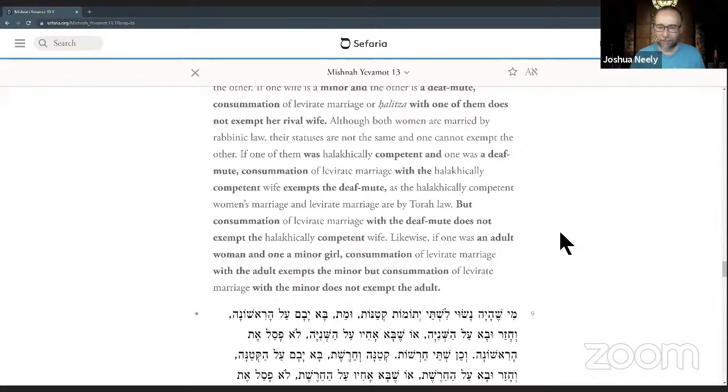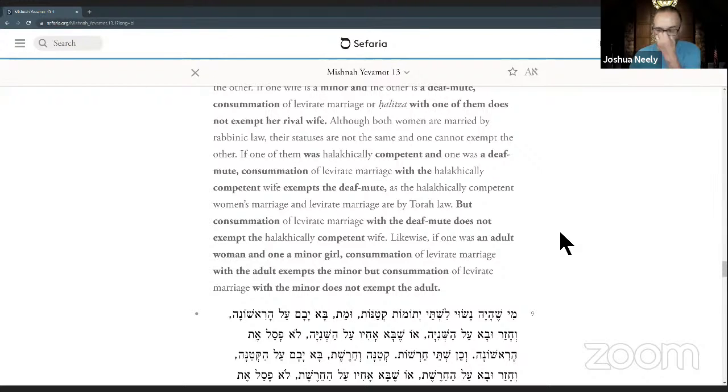Likewise, if one was an adult woman and one was a minor girl, consummation of levirate marriage with the adult exempts the minor, but consummation of levirate marriage with the minor does not exempt the adult. So if you execute the proper steps with somebody of full legal standing, then it will have effect even on people of weaker legal standing, but the reverse is not true. If you consummate with the one with weaker legal standing, it does not impact the one with greater legal obligation. Clear and making sense?